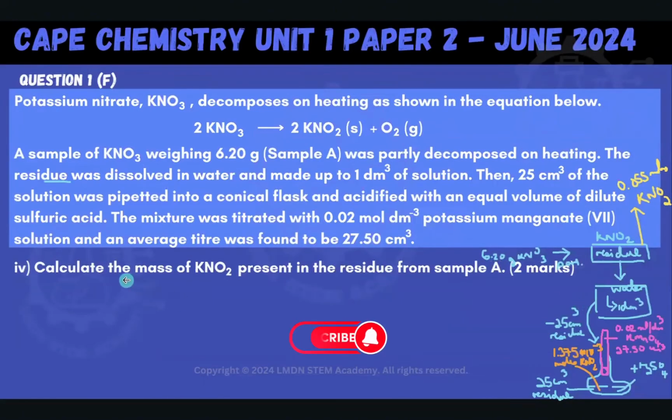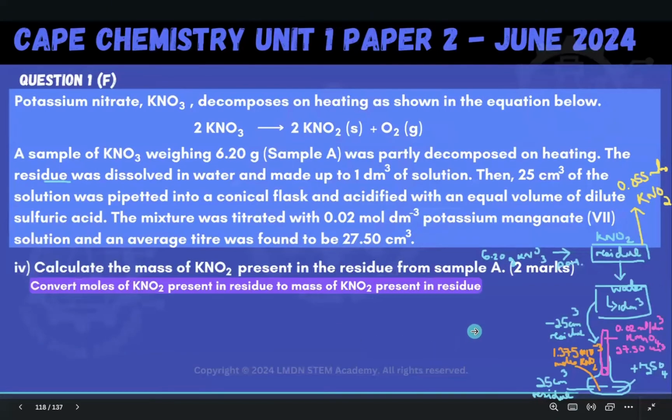Now we're being asked to calculate the mass of KNO2 present in the residue from sample A. So up here, this is where we're at now. Sample A, this is the residue. So what mass of KNO2 was present there? We just found the moles, so we know how many moles of KNO2 was present in the residue. All we have to do is convert that moles to mass.